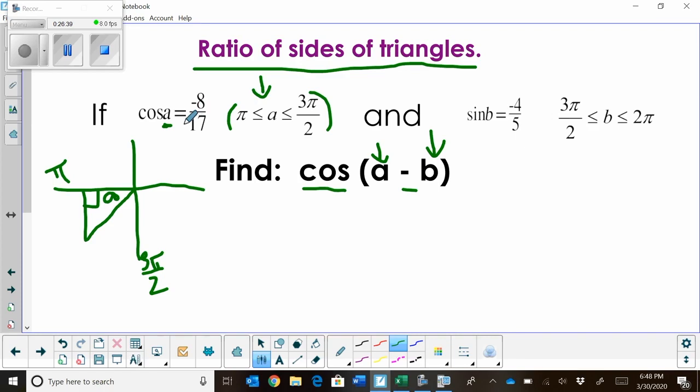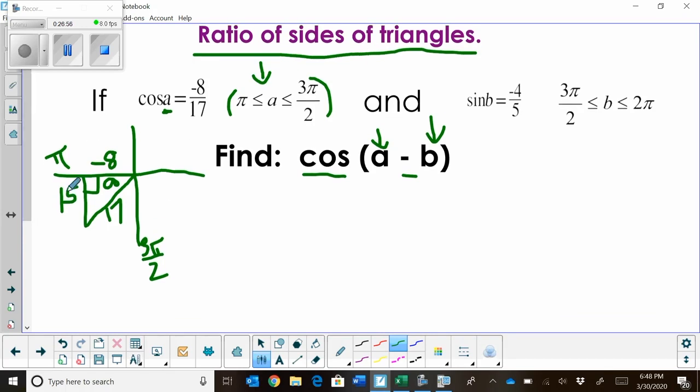Now, if cosine is -8/17, I'm going to label my triangle with a -8 on the x-axis, 17 as the hypotenuse, and I hope you know your triple. This side will be 15. Okay, so there's the triangle we're working with based on this angle A in quadrant 3. Now, since this is quadrant 3, we know the 15 is also going to be negative because the coordinates here are negative, negative.